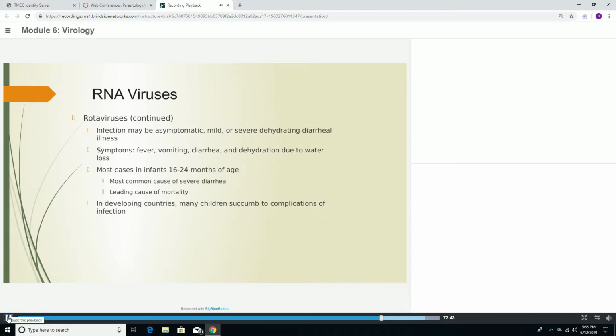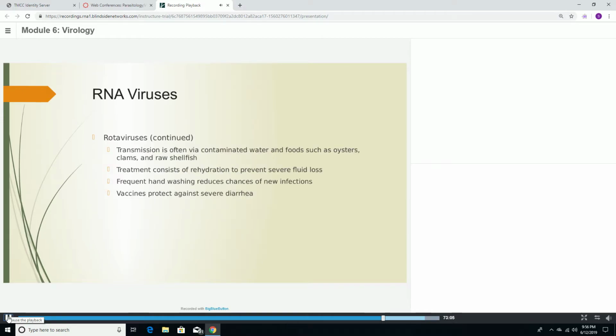Infection can be asymptomatic, mild, or a severe dehydrating diarrheal illness. Symptoms include fever, vomiting, diarrhea, and dehydration due to water loss. Most cases in infants are going to be 16 to 24 months of age. It's the most common cause of severe diarrhea and a leading cause of mortality. In developing countries, many children succumb to the complications of a rotavirus infection.